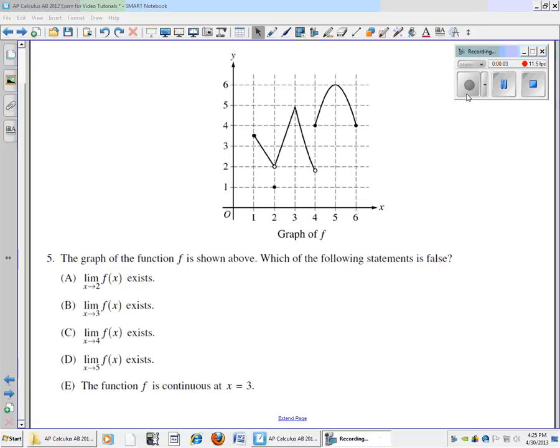This is problem number 5 from the 2012 AP Calculus exam. The graph of the function f is shown above. Which of the following statements is false? So let's go ahead and check each one.